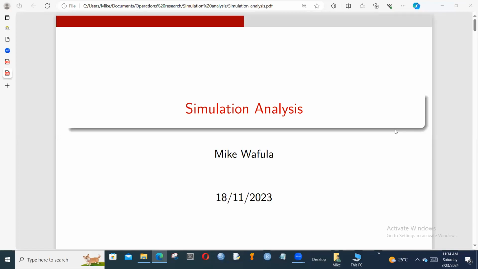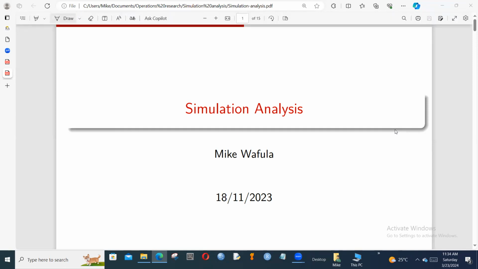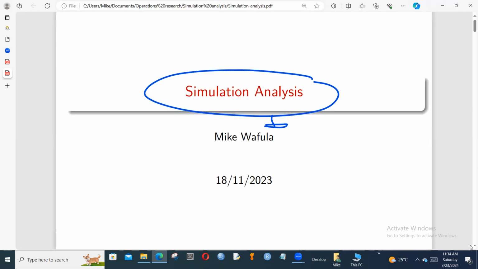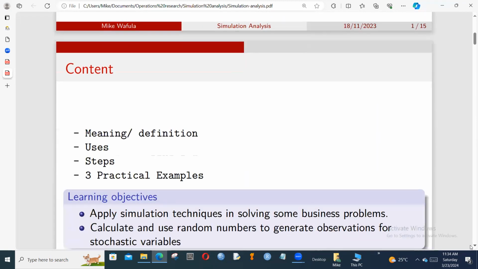Today we are looking at simulation analysis. I think this is the last chapter under operational research for our unit this semester. And simulation analysis is a very wide area, but we are only narrowing down to look at what we call Monte Carlo kind of simulation analysis in this particular unit. So that's the only thing we shall be looking at in this particular lesson.